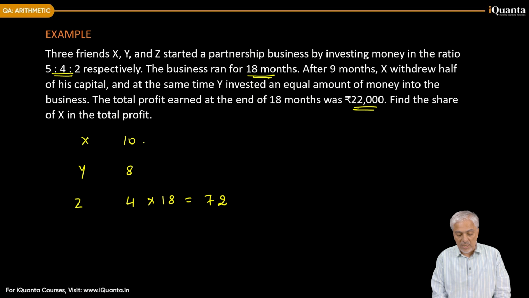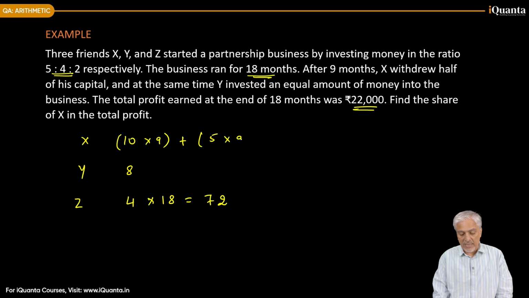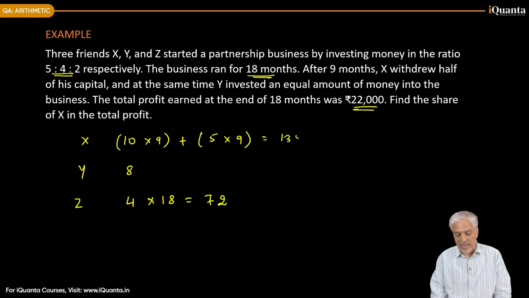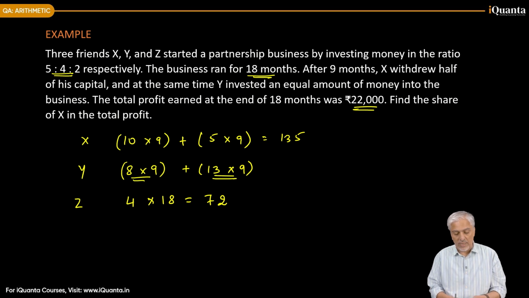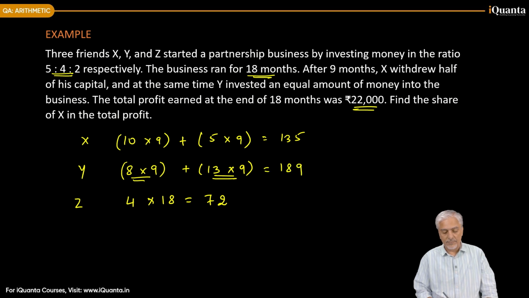Now, X initially had this amount for 9 months, and then he withdraws half. That means he withdraws 5 rupees, and the remaining 5 is there for 9 months. So 90 plus 45, which will be 135, will be X's share. Y keeps this 8 rupees for 9 months, and he then adds 5, because whatever X withdrew, Y adds. So Y will become 13 into 9. That will be 72 plus 117, or otherwise, take 9 common. 21 nines are 189. Okay.